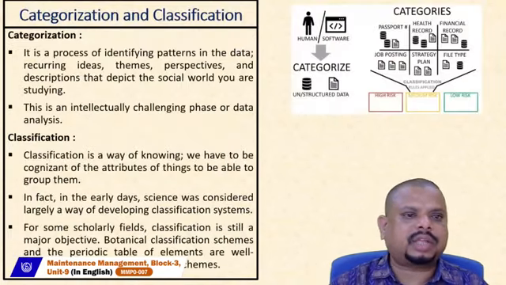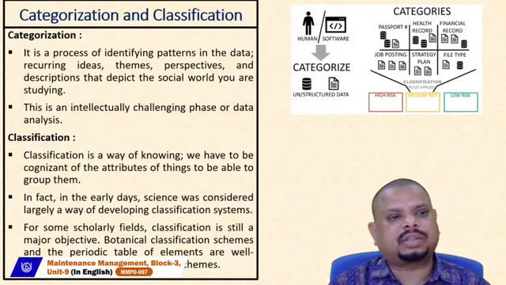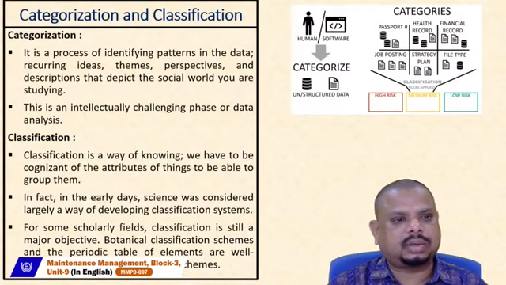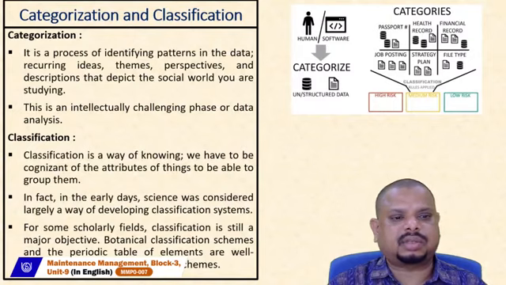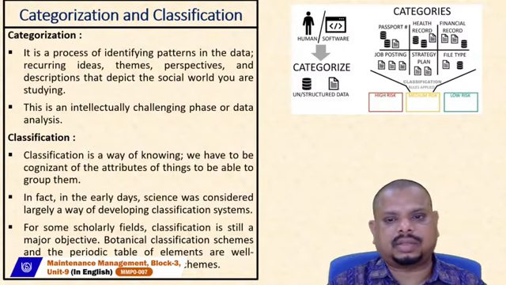Moving to the next one: categorization and classification of data. So let's understand what categorization is. It is the process of identifying patterns in the data, recurring ideas, themes, perspectives, and descriptions that depict the social world you are studying. And this is an intellectually challenging phase of data analysis.